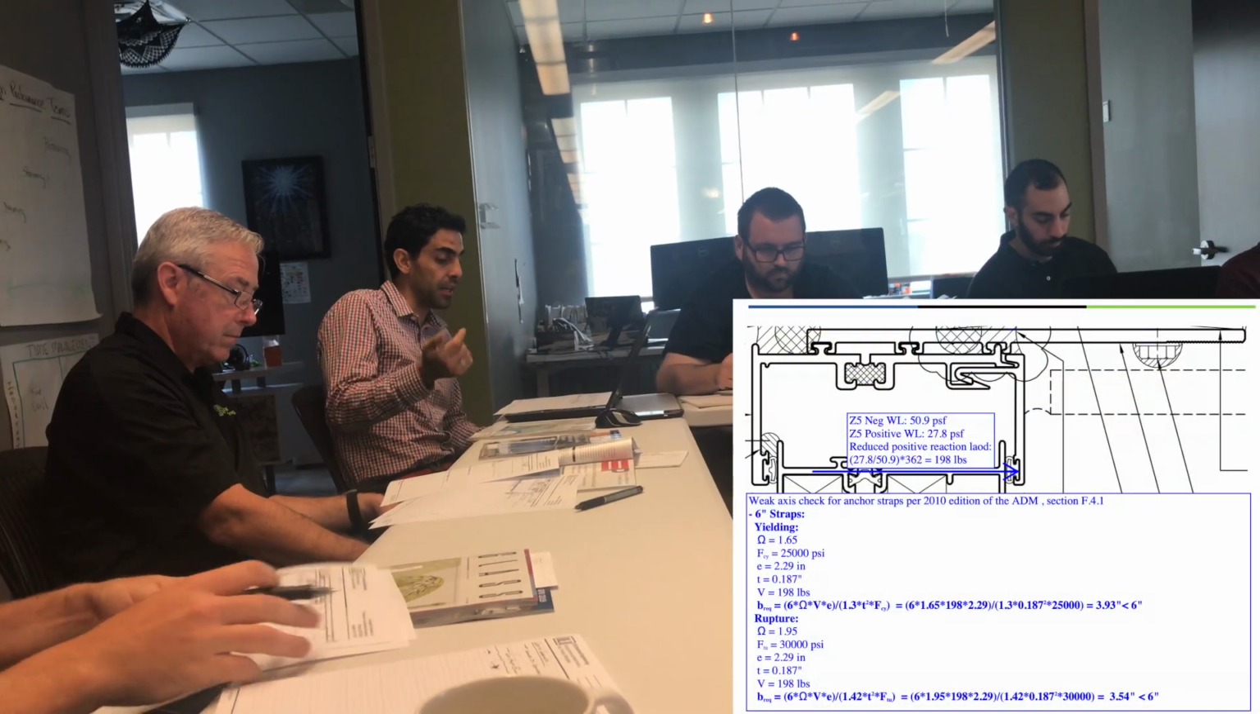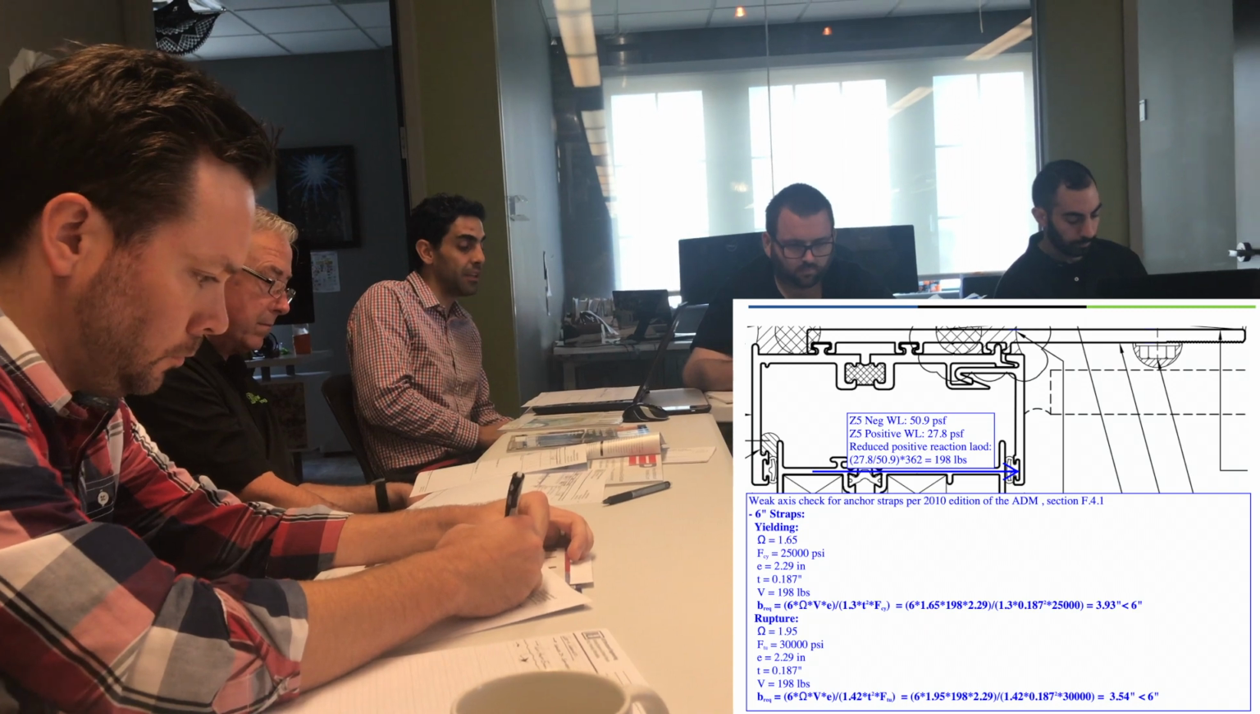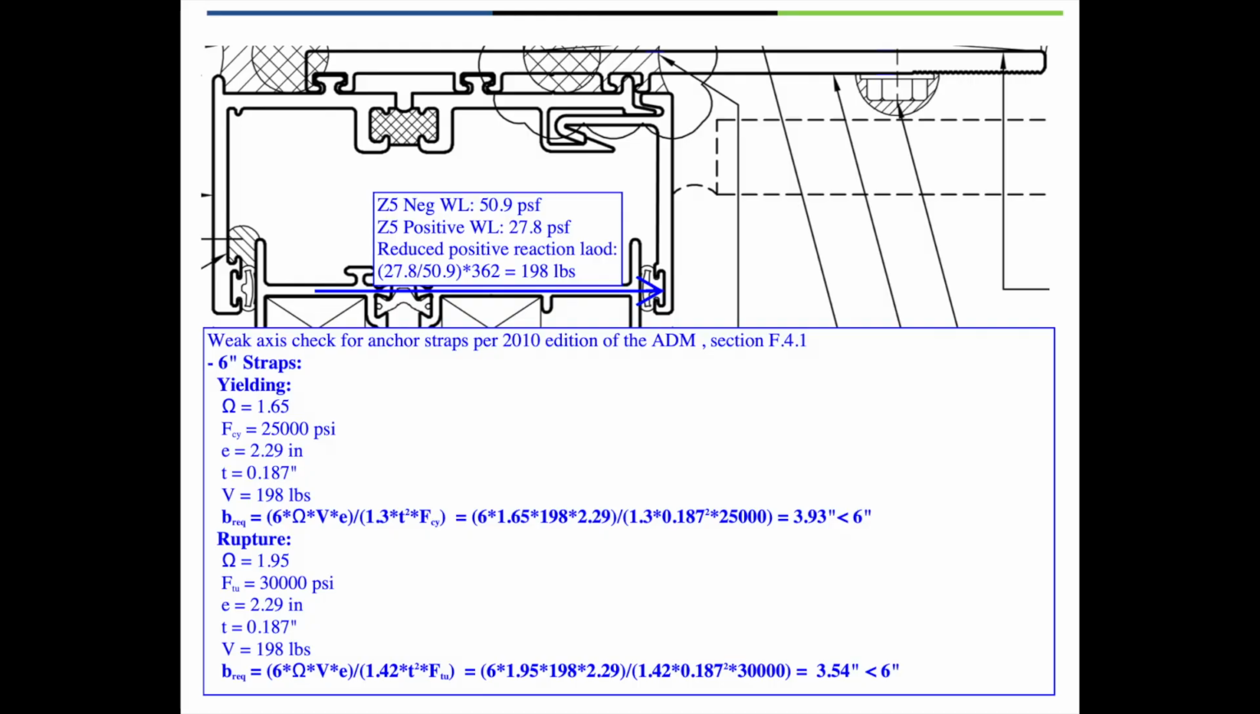you could reduce that 362 pounds due to the positive wind, and it comes down to 198 pounds. And the bending on that strap is a little bit worse, like the eccentricity and the load transfer to that strap has a more critical eccentricity and load path for this smaller load. However, doing the same required analysis, you come up with a strap that is about 3.9 inches for yielding and 3.5 inches for rupture.